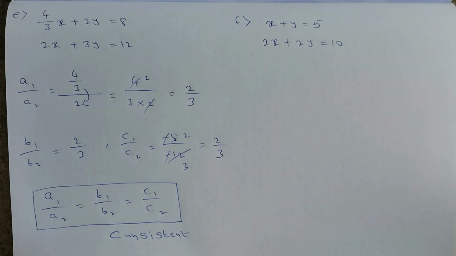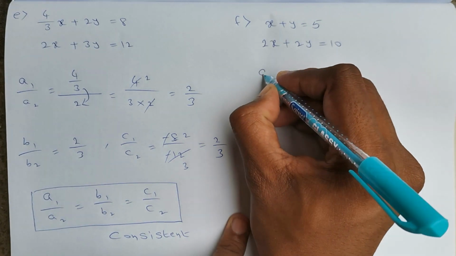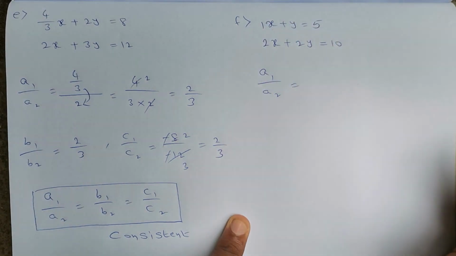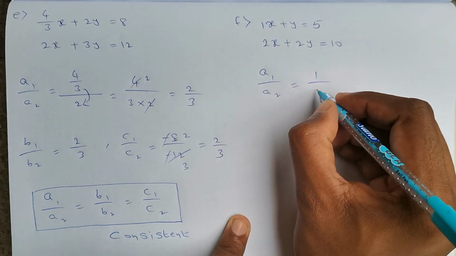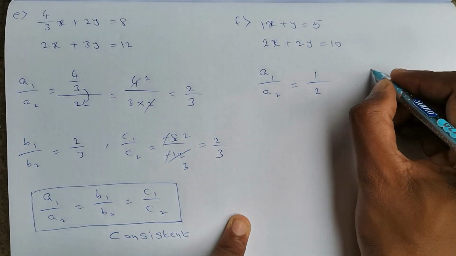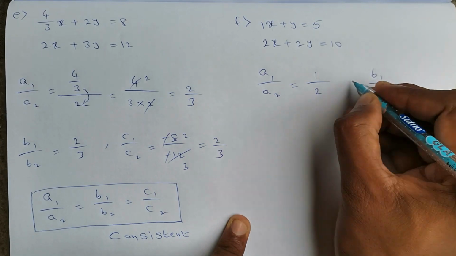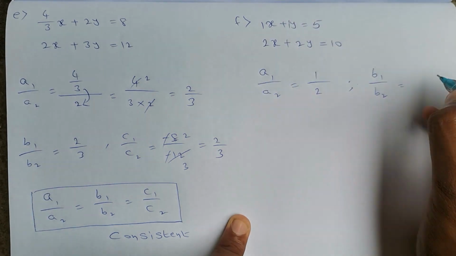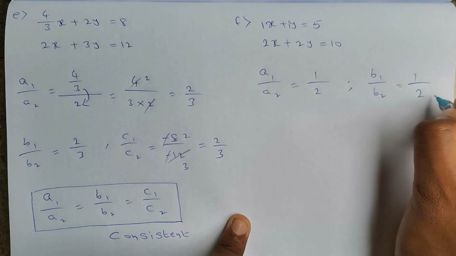Next question, x plus y is equal to 5 and 2x plus 2y is equal to 10. So first let us check a1 by a2. Here before x nothing is there, means 1 will be there. So a1 by a2 is 1 by 2. Next b1 by b2. Here before y nothing is there, means 1 will be there. So b1 by b2 is 1 by 2.